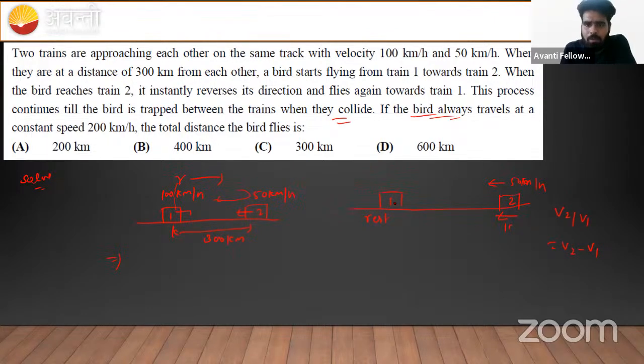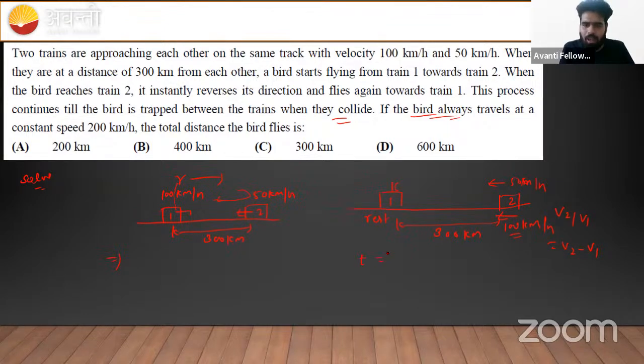It means body 1 is at rest. Yes, sir. It means body 1 cannot move. Then what is the distance? 300 kilometer. If body 2 wants to collide with body 1, then what distance does body 2 have to cover? That is 300 kilometer. And what is the net speed? That is 100 plus 50, 150 kilometer per hour.